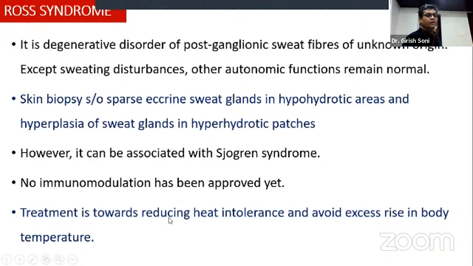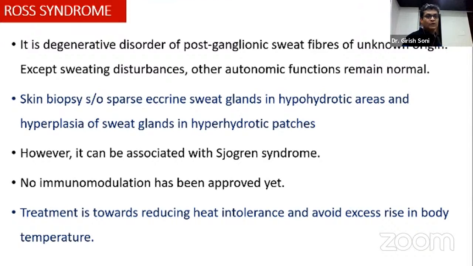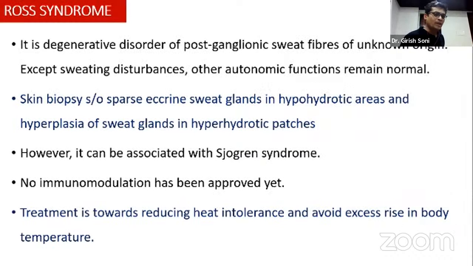The treatment should be targeted in view of reduction of the heat intolerance, avoiding excessive rise in body temperature. If the truncal or back hyperhidrosis is troubling, you can give subdermal, subcutaneous Botox injection in that area to reduce the excessive sweating from that area. Usually there is no definitive role of immunomodulation till now for Ross syndrome.